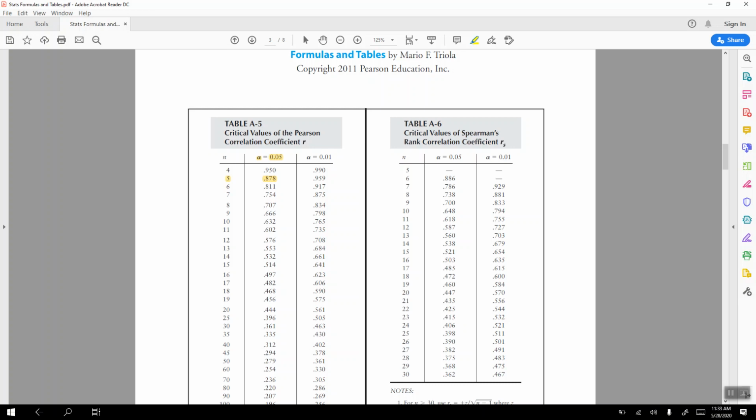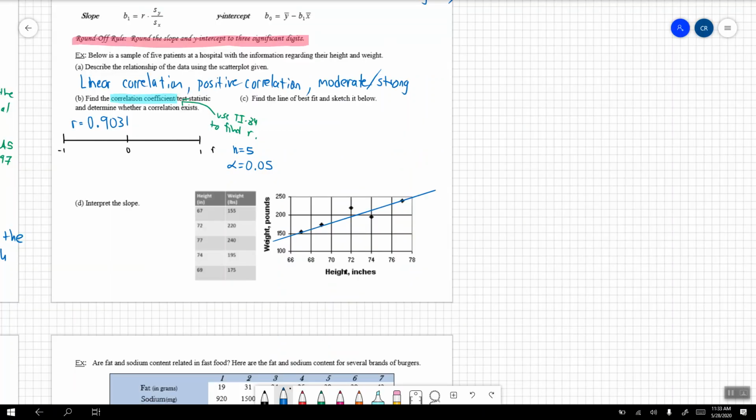So all we need to do now is go back and write this critical value in order for us to conclude that test. All right, here we are. So I'm going to write my critical value here. Critical value, I'm going to use R is equal to 0.878. All right, and again, this was from table A5.